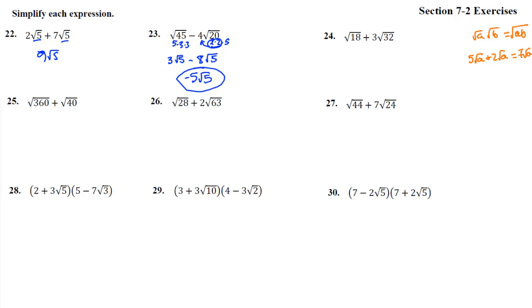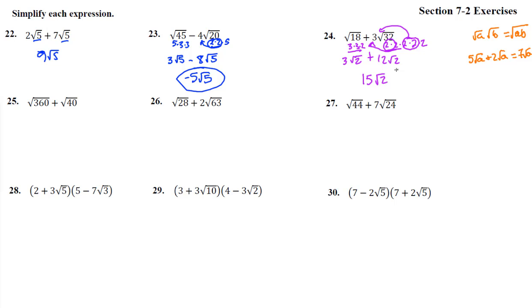Good. Number 24. Square root of 18, this is 3 times 3 times 2. Square root of 3 times 3 is 3 square roots of 2. Plus, this is 2 times 16, which is 2 times 8, which is 2 times 4, which is 2 times 2. So that comes out, and that comes out. So 3 times 2 times 2 is 12. And that guy stays in there. So now we have 3 square roots of 2 plus 12 square roots of 2 gives us 15 square roots of 2.